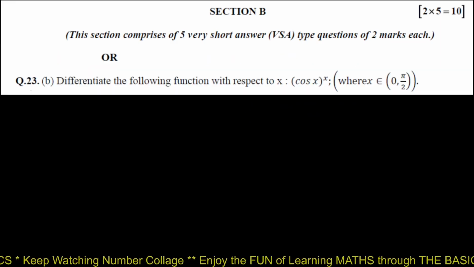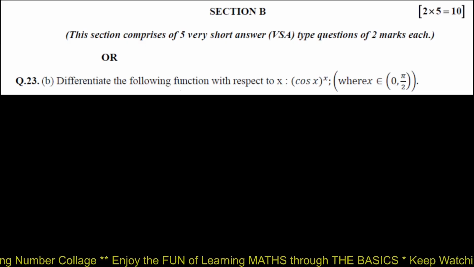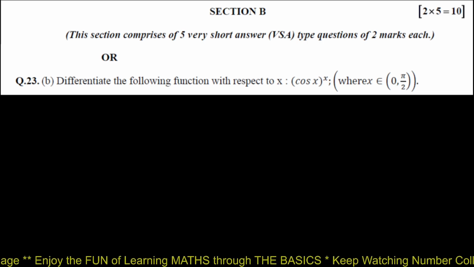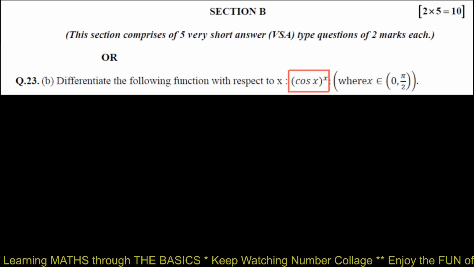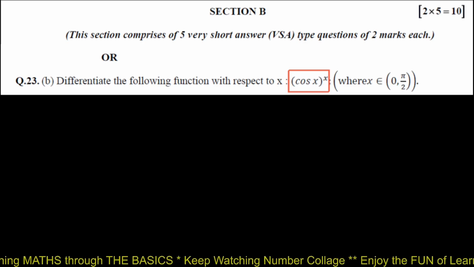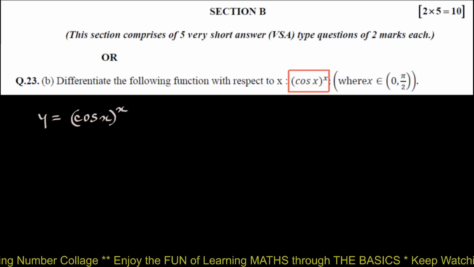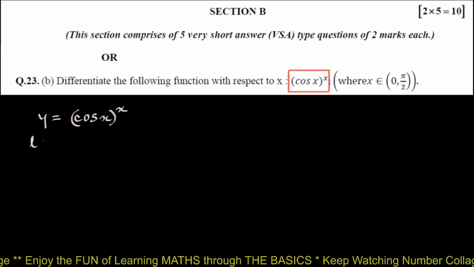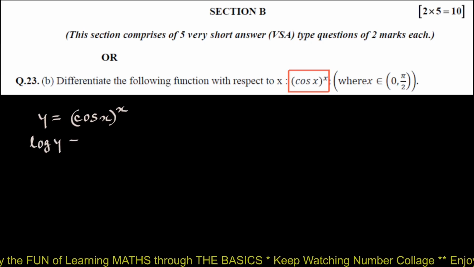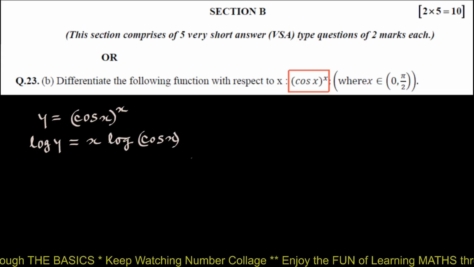Question number 23b, optional question. Differentiate the following function with respect to x, and the function is cos x to the power of x, where x belongs to the open interval 0 to pi by 2. We will assume cos x to the power x to be y, and then we will take logs on both sides, so we get log y equals x log of cos x according to the rules of logarithm.